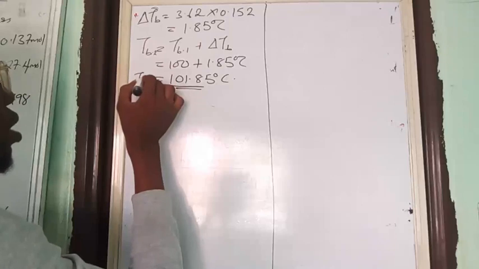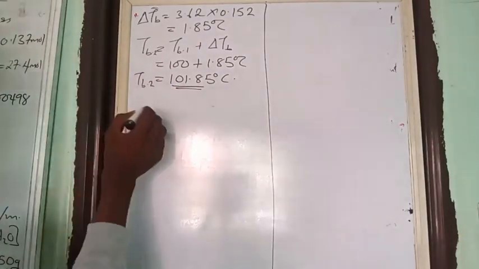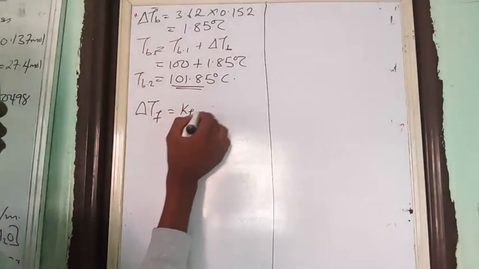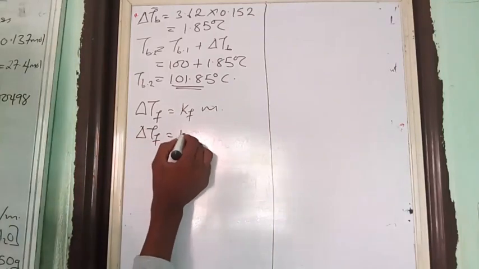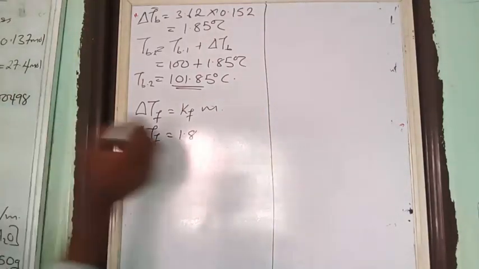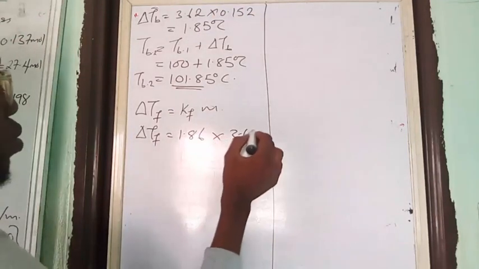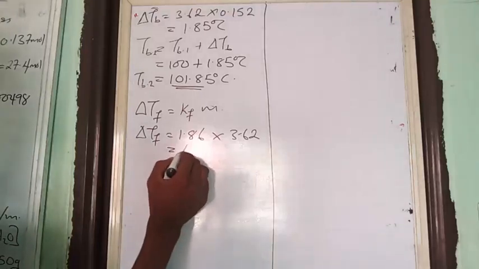That's our new boiling point when you pass the ethylene glycol. The same process applies for your ΔTf. Our change in Tf is equal to Kf times m. Kf was given to us as 1.86, and our molality we've gotten as 3.62. When you punch that into your calculator, you have a value of 6.73 degrees Celsius.